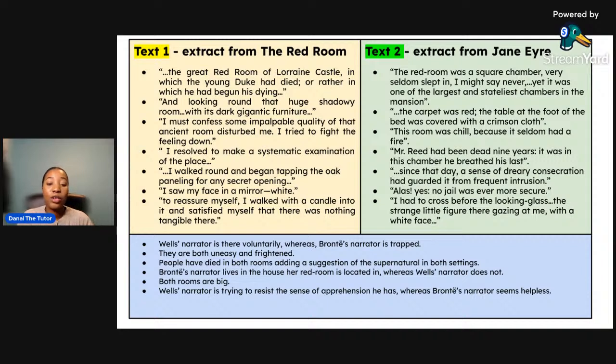Wells's narrator is trying to resist the sense of apprehension he has, whereas Bronte's narrator seems helpless. So again, thinking about the effect of the room on those narrators, Wells's narrator tries to push those feelings away.